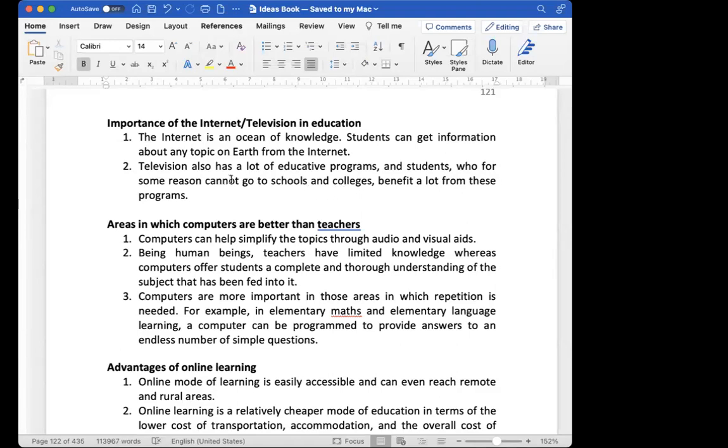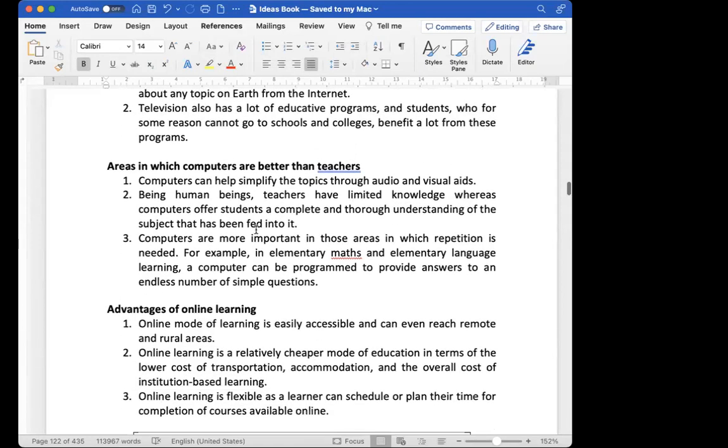And then, there is an essay in which you talk about the areas in which computers are better than teachers and the areas in which teachers are better than computers. So for that essay, you have to put why computers are better. Computers can help simplify the topics through audio and visual aids. And being human beings, teachers have limited knowledge, whereas computers offer students a complete and thorough understanding of the subject that has been fed into them. Computers are more important in those areas in which repetition is needed. For example, in elementary math and elementary language learning, a computer can be programmed to provide answers to an endless number of simple questions.